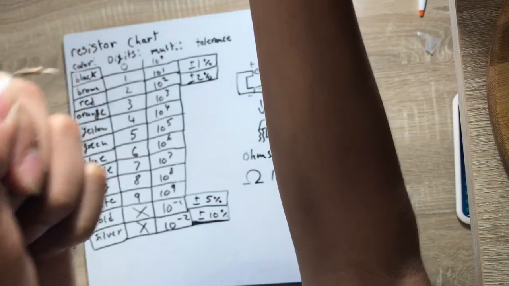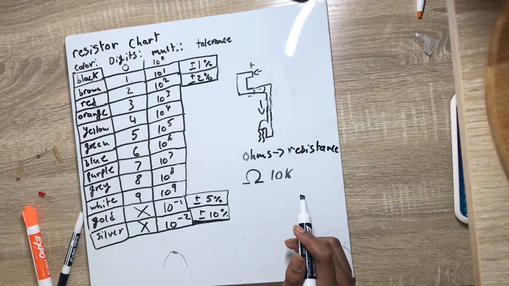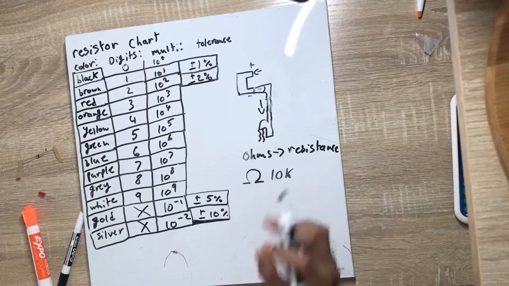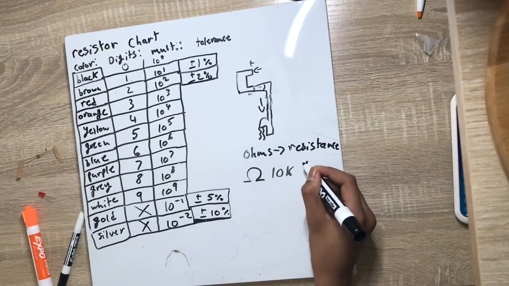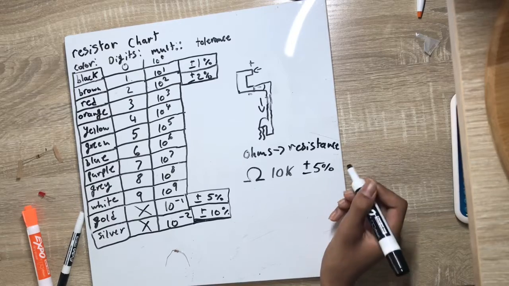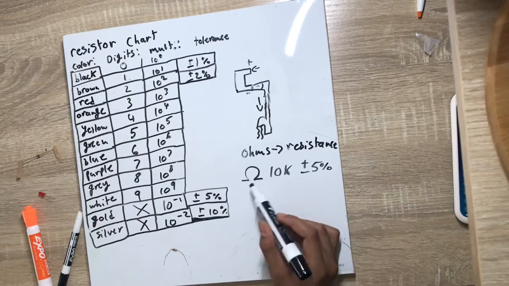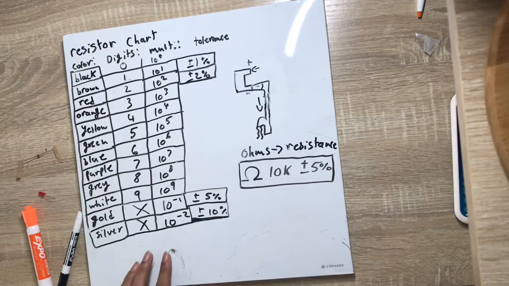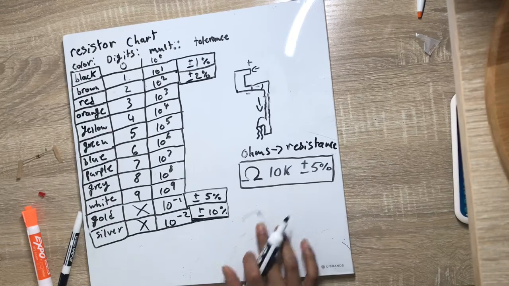Okay? So using that last stripe, we can tell the tolerance. The tolerance of a resistor is how much give or take there is in the value. So 10,000 ohms is a very specific value, right? Using this final band of plus or minus 5%, we can say that about a 5% increase or decrease we can expect from this value. So it's a 10K ohm resistor with a 5% tolerance, okay?